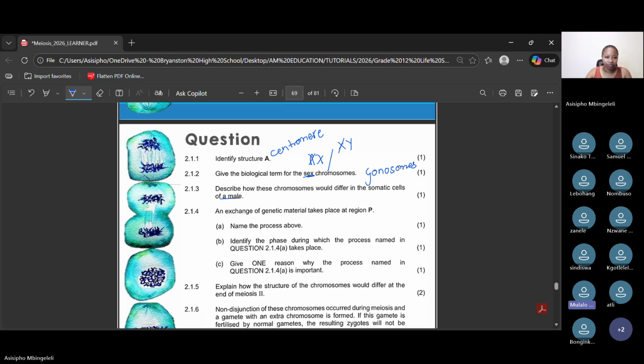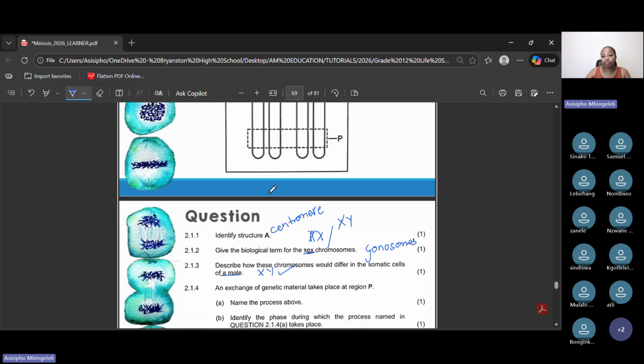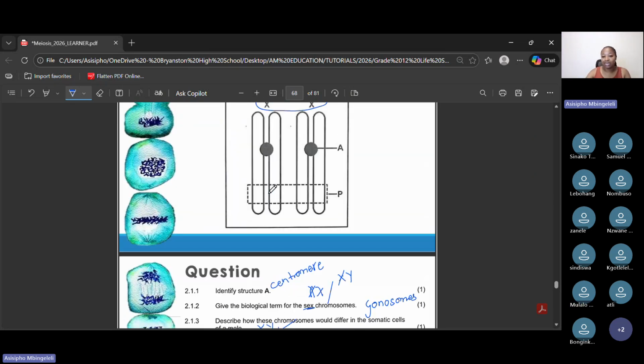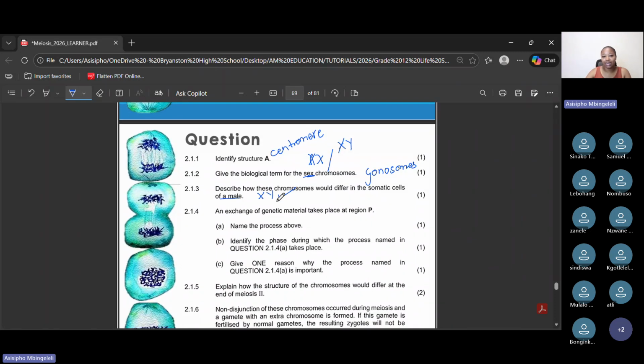So okay, in male the default will be XY. That is correct. The difference will be that in males, you are going to have XY. So remember, in females, you have XX, and in males, you have XY chromosomes. That's a mark. Then an exchange of genetic material takes place at region P. There is region P they have shown you in the diagram.